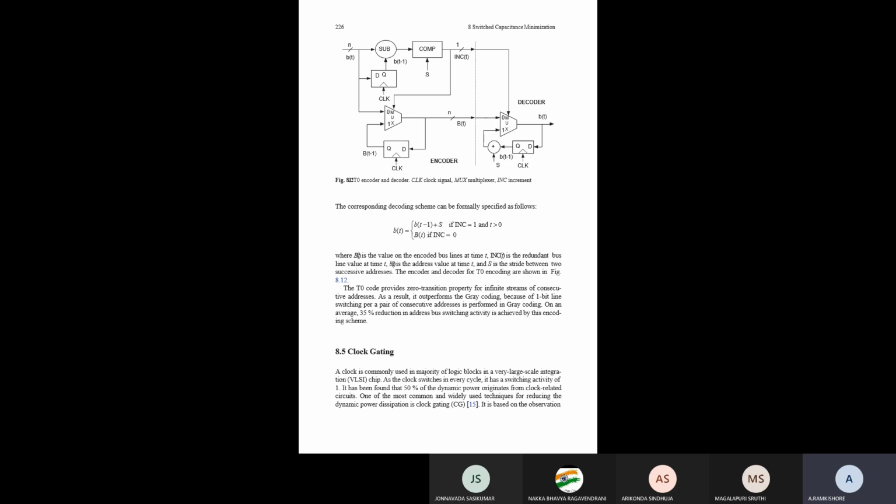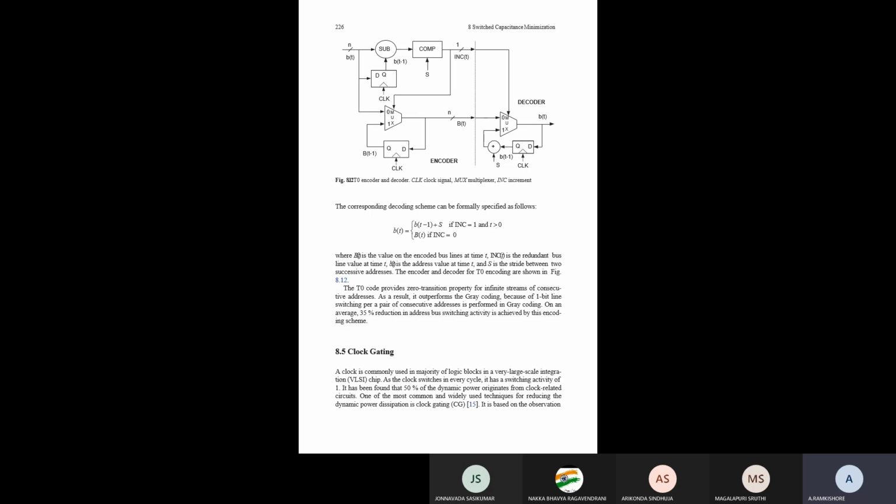So in this chapter we are seeing various approaches based on switched capacitance minimization. This switched capacitance can be minimized at various levels of design and hierarchy. It may be a system level approach based on hardware-software co-design, or it can be controlled using various techniques such as gray coding, one hot coding, bus inverse coding, and T0 encoding. These bus encoding techniques can be used to reduce the switching activity on the bus.